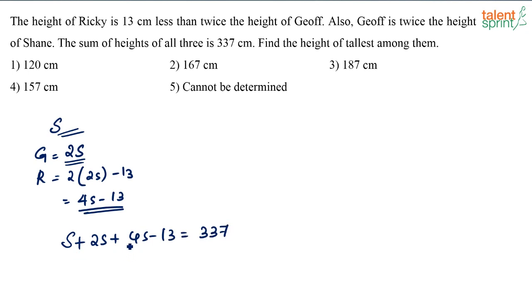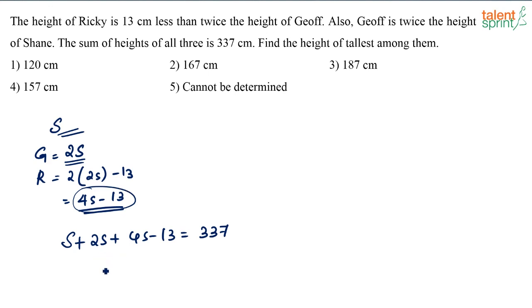You have to find out what is the value of S, and once you get the value of S, what is it that you have to find out? You have to find out the height of the tallest person. Who is actually the tallest among them? Obviously, it has to be Ricky. That is 4S minus 13.